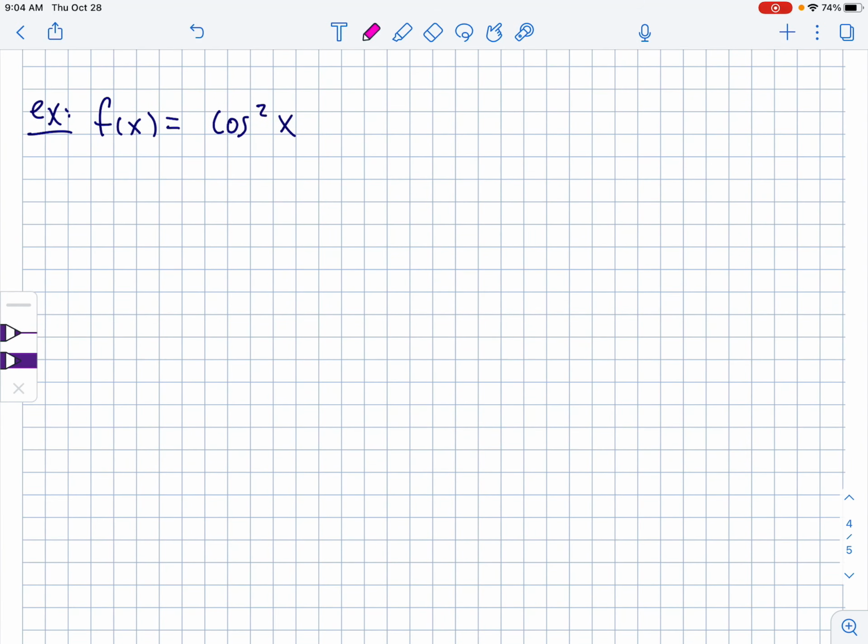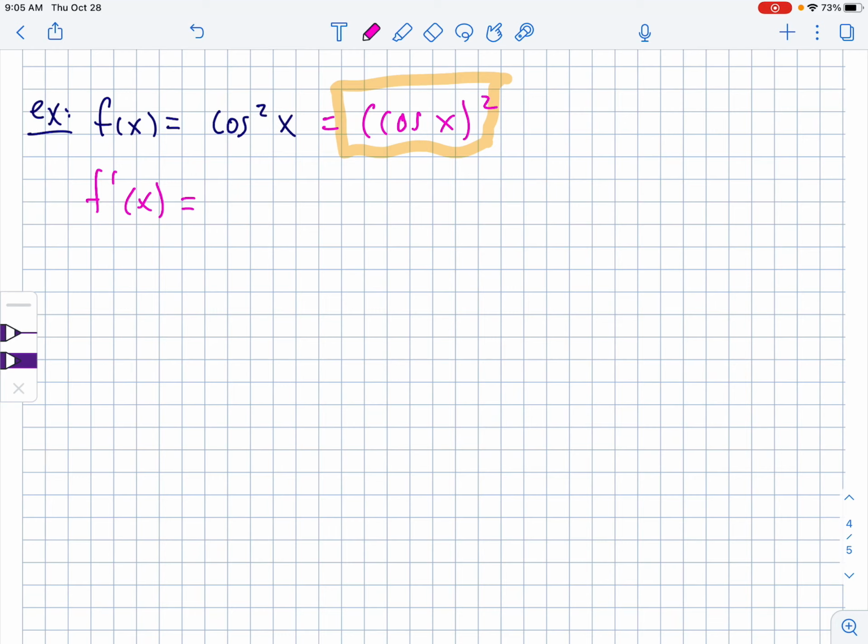All right, last example. Remember that cosine squared x is the same thing as cosine of x quantity squared. So if you're going to find the derivative, well, there's two different ways you could do it. You could think of it as cosine times cosine and do a product rule, or you can think of this whole thing as a chain rule where cosine is the inside. Let's do chain rule.